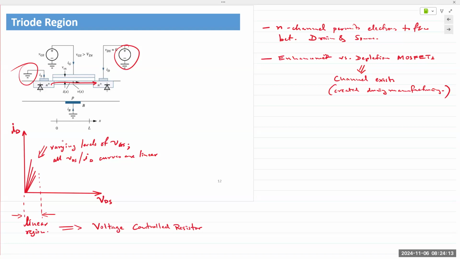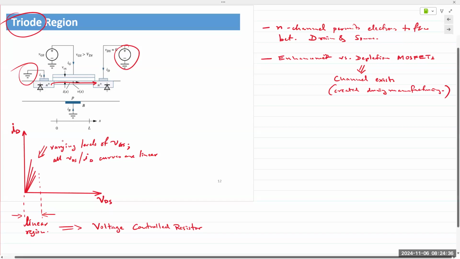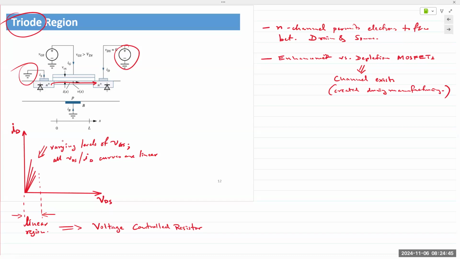This region is also known as the triode region. The name comes from the vacuum tube triode. Think back to week 1 where I spoke about vacuum tubes. We have 2 electrodes, an anode and a cathode. And then you inserted a third electrode in there to control the flow between the anode and cathode. That came to be known as the triode. So this region behaves exactly the way a triode would work. Hence, triode region.